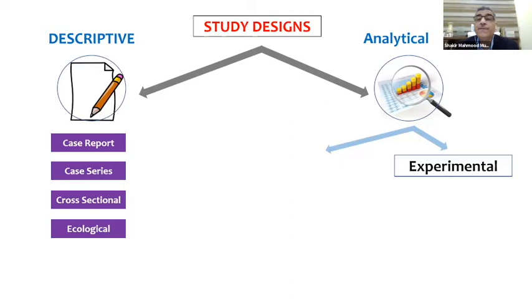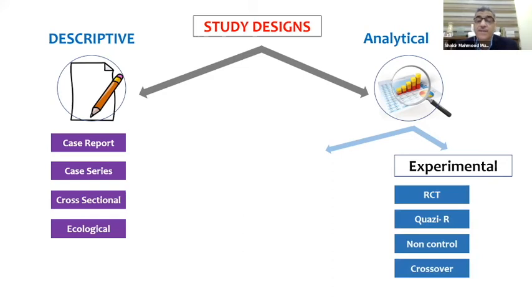While for analytical, we have the experimental, as we have said, where the researcher is going to induce or expose the participant to a certain exposure. These are the types of experimental, so many, these are the main of them: randomized controlled trials, quasi-randomized, or even sometimes non-randomized controlled trials, non-control trials, and the crossover trials.